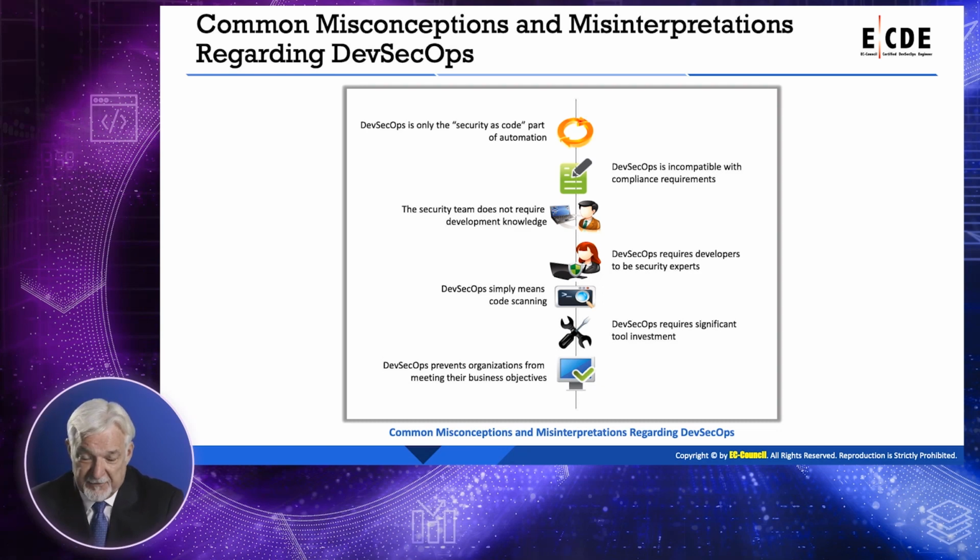DevSecOps requires significant tool investment. It doesn't. There are certain tools that you'll find that are fairly inexpensive and robust, where you only need a handful to be able to successfully implement what you need within your environment. DevSecOps prevents organizations from meeting their business objectives. And of course it doesn't. It actually helps to accelerate you into the marketplace not only quicker, but more securely.